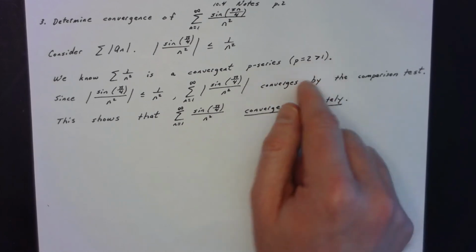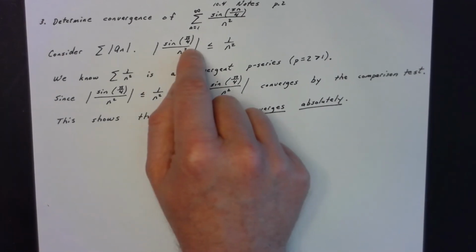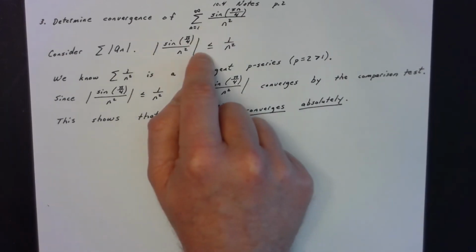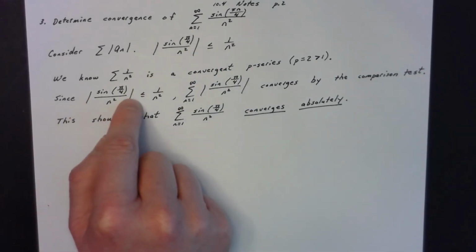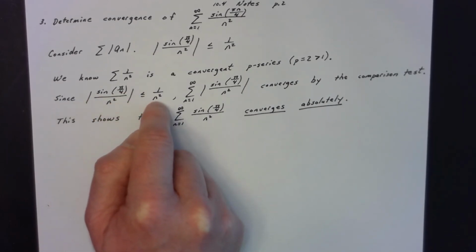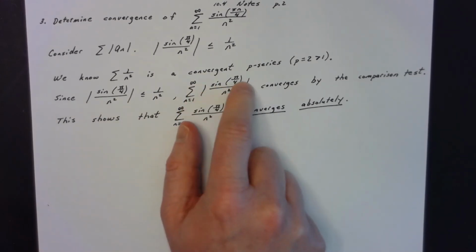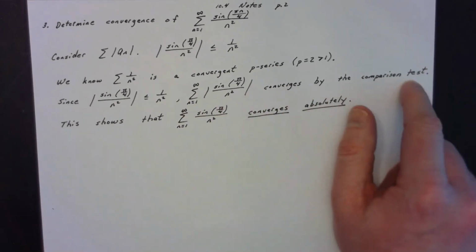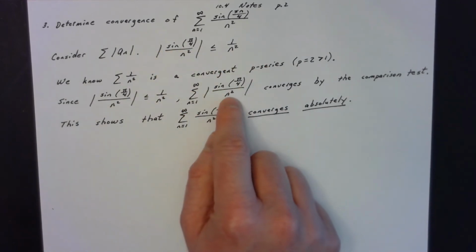which is greater than 1. Now, since that series converges, and I've already shown that the absolute value of the general term of the series I'm interested in is less than that, I can say that since the absolute value of sine of pi n over 4 over n squared is less than or equal to 1 over n squared, that's evidence that the series of the absolute value of sine of pi n over 4 over n squared converges by the comparison test. Remember the comparison test: if you're less than the general term of a series that converges, that's evidence that that series also converges.